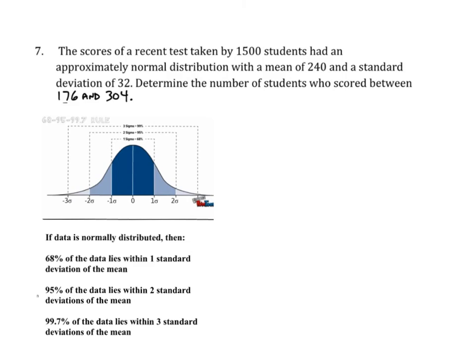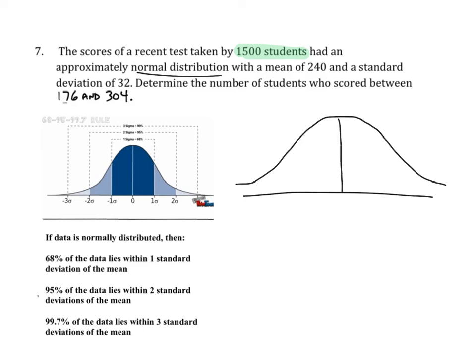Problem number 7: the scores of a recent test taken by 1,500 students had an approximately normal distribution with a mean score of 240. So I'll draw my normal distribution curve, and the mean goes in the center, 240, and it has a standard deviation on this test of 32.